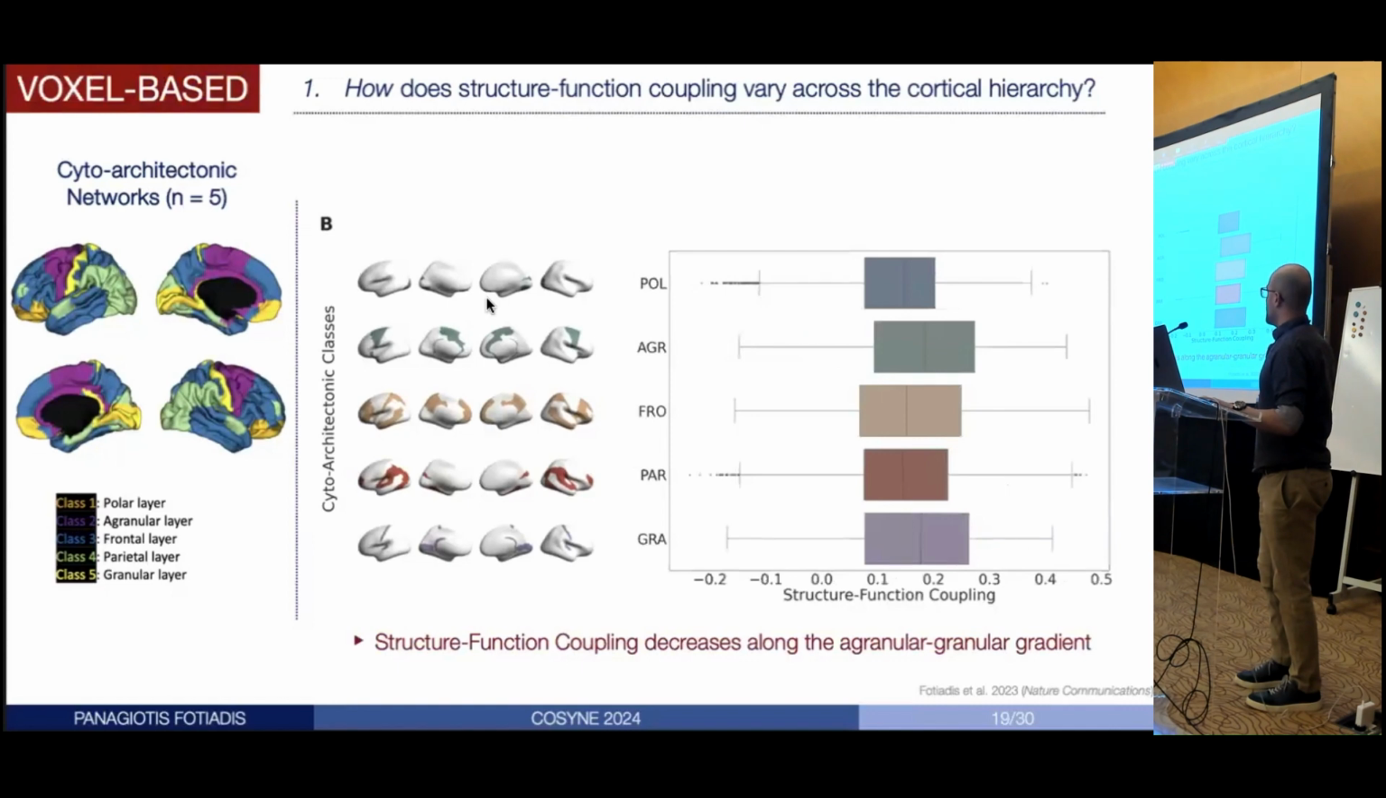We see the same thing with the voxel-based analysis, where, because of the outliers, you can't really tell with the box plots, but if you look at the ANOVA tables, it will give you the exact same qualitative conclusions as the atlas-based analysis. We have the granular cortex on the bottom showing the highest, the strongest structure function coupling, and then once again, the agranular and the polar have the lowest.